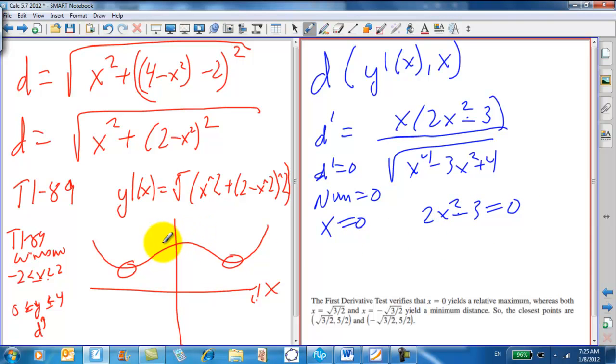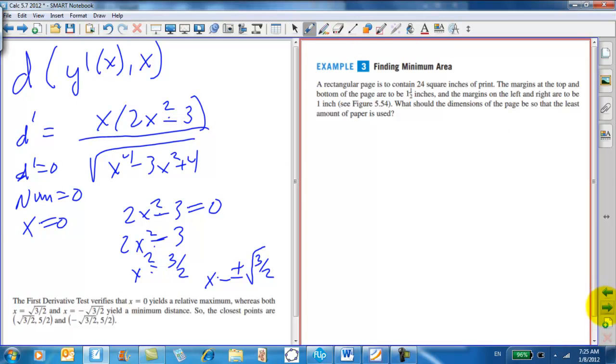X equals 0 gives us a sort of a relative maximum distance there. We want these relative min distances, so 2x squared equals 3, x squared equals 3 halves, so x equals plus or minus the square root of 3 halves. Okay, now you can put this 3 halves back into the distance equation, and that's where you get this 5 halves. So that minimum distance is 5 halves, 2.5. Now let's look at a minimum area problem.